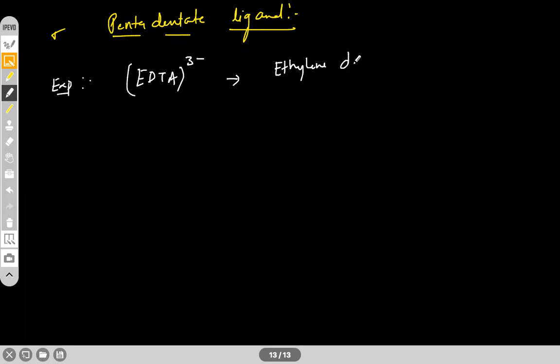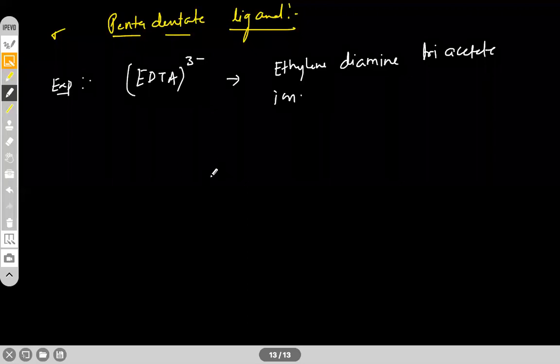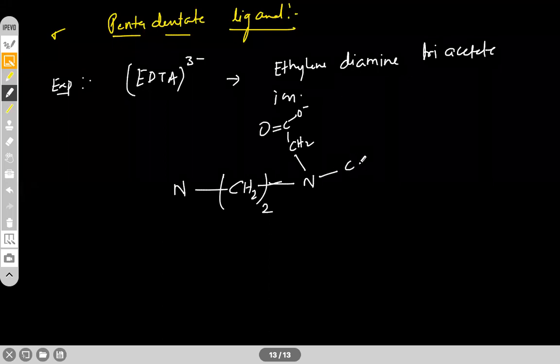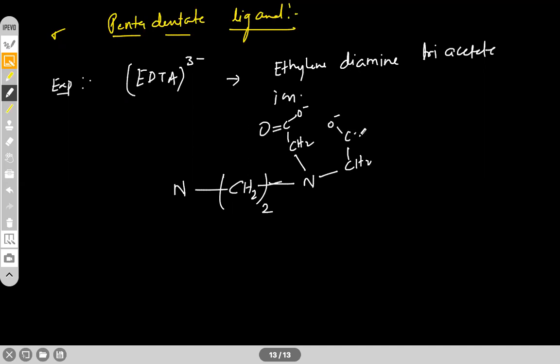Ethylene diamine triacetate ion. So ethylene diamine, right? So ethylene is this CH2 whole twice. Diamine is 2 nitrogen on both sides of it. But diamine triacetate we have, okay? So diamine triacetate means one side we have CH2, C, O minus, double bond O. Here also we have CH2, CO minus, double bond O. Here also we have CH2, CO minus, double bond O, and one hydrogen.